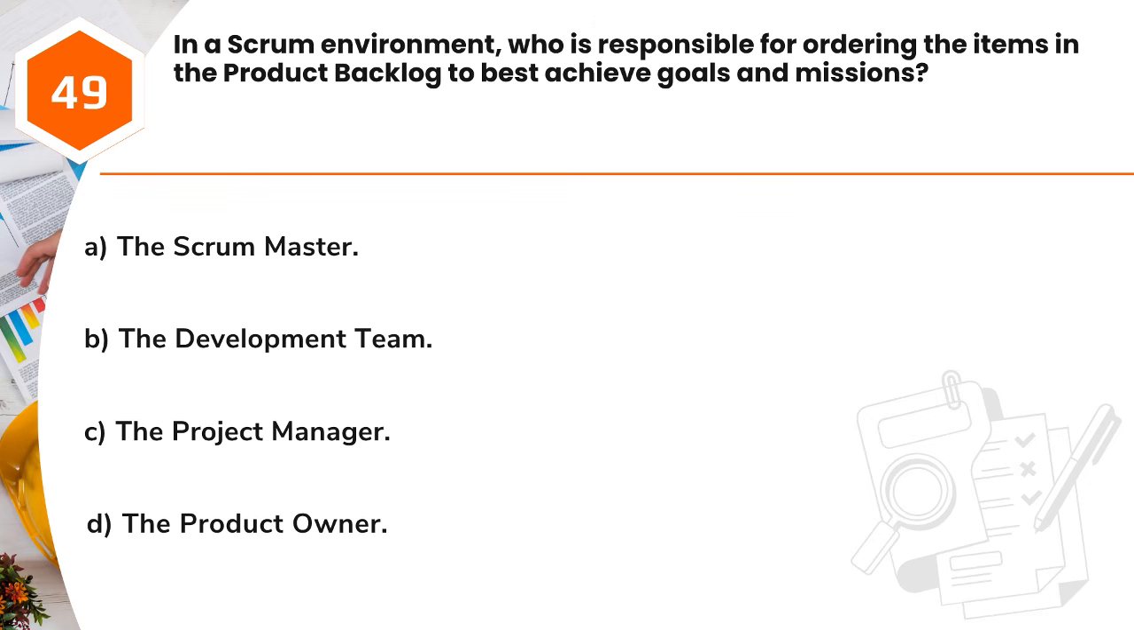Question 49. In a Scrum environment, who is responsible for ordering the items in the product backlog to best achieve goals and missions? A. The Scrum Master. B. The development team. C. The project manager. D. The product owner.